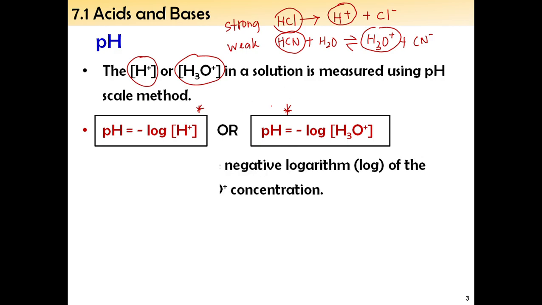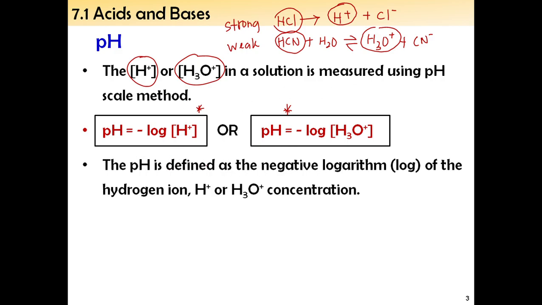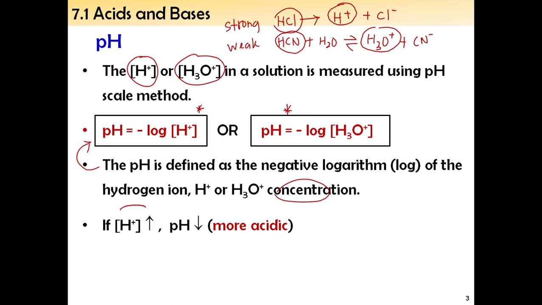Jadi, pH is defined. So, this is the definition. Actually, dia hanyalah menerangkan about this formula: negative logarithm of the concentration of H+ or H3O+. Jadi, nak determine pH, kena tahu concentration dulu. Kalau concentration untuk H+ atau H3O+ meningkat, bermaksud pH akan jadi rendah. Kalau nilai pH adalah rendah, more acidic. So, if H+ is increased, means the compound or solution is more acidic.